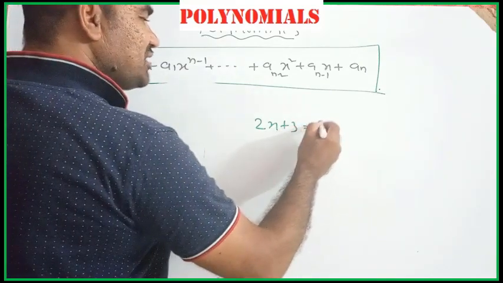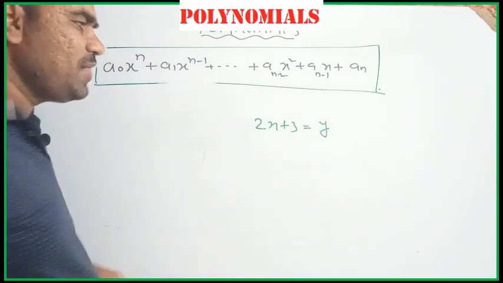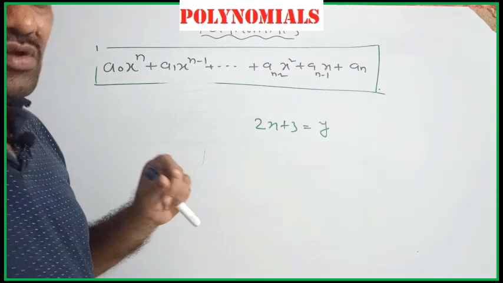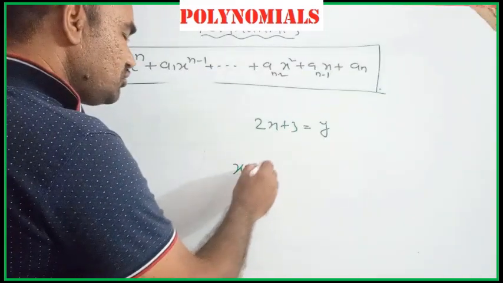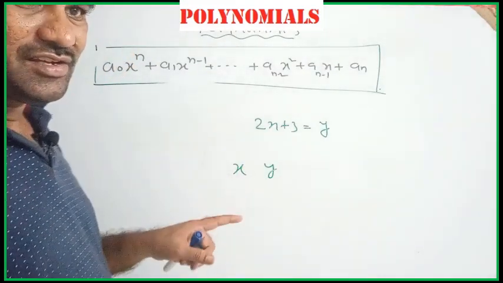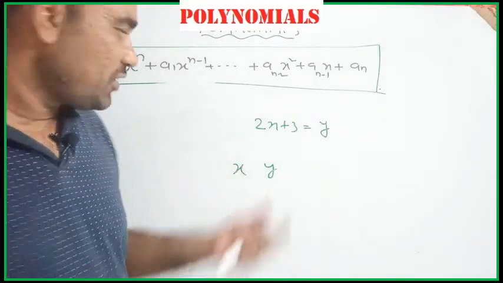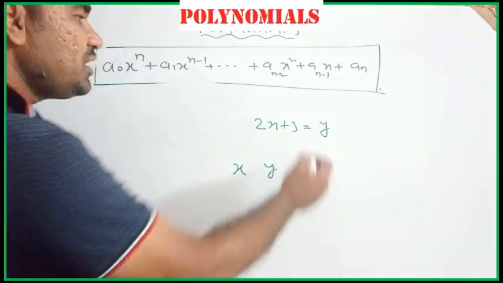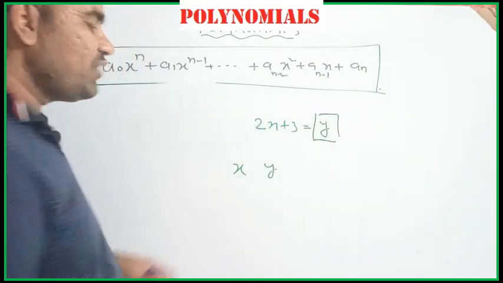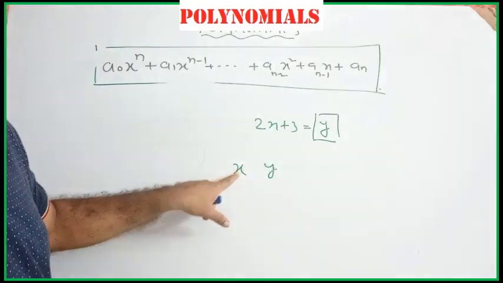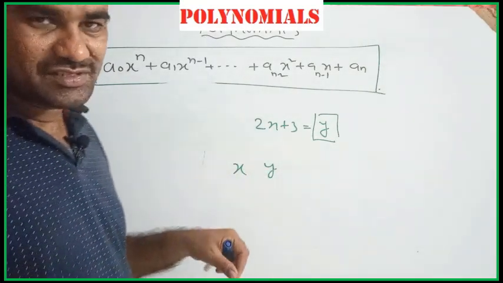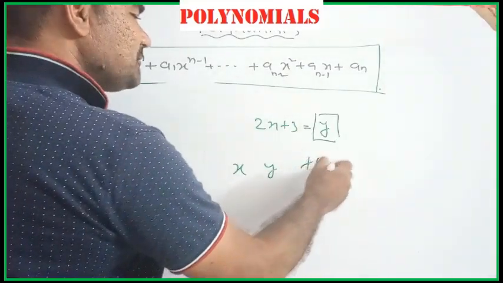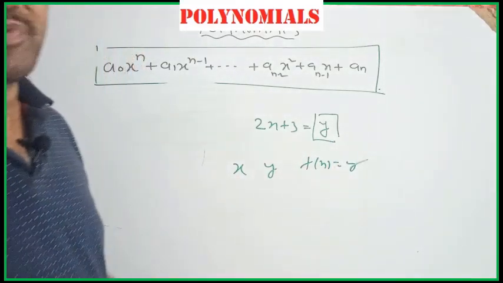So let it be k, for example. Sometimes generally you can take it as y. 2x plus 3 equal to y. The value of y depends upon the value of x. So generally in maths we use two types of variables, say x and y, where one variable depends upon another. Assume that here y depends upon x, then y is called the dependent variable and x is called the independent variable. Generally in mathematics, if two variables are connected by the relation f of x equal to y, then y is called a function with respect to x.